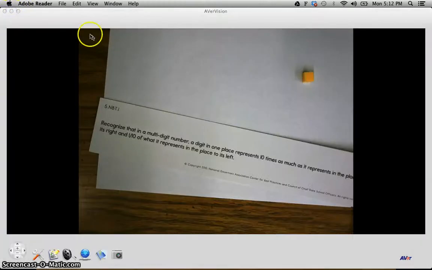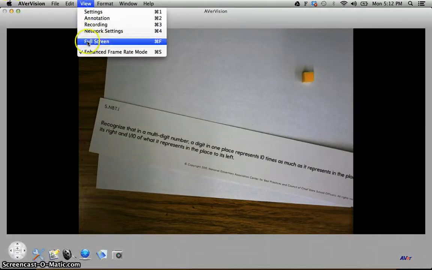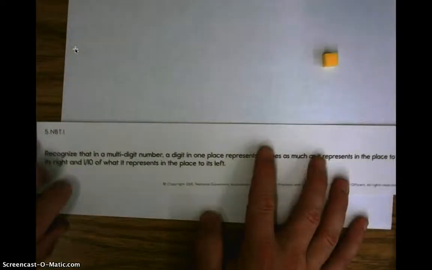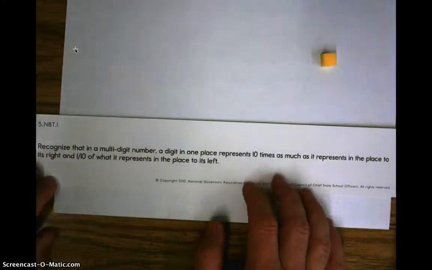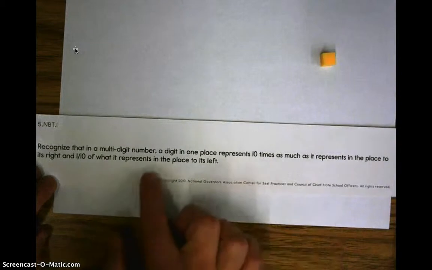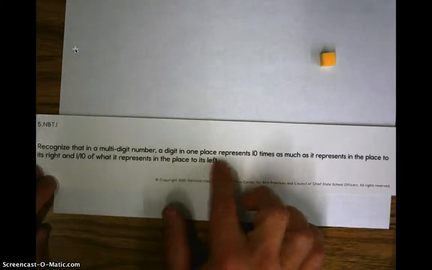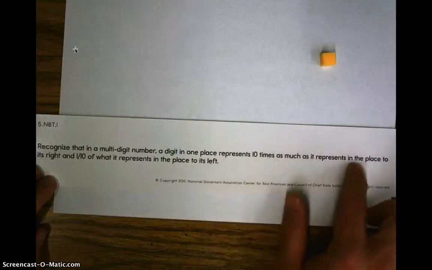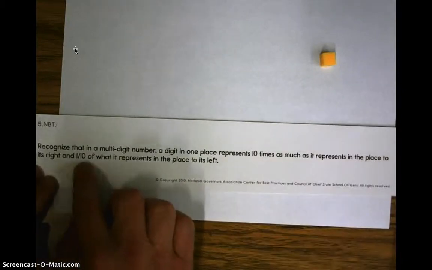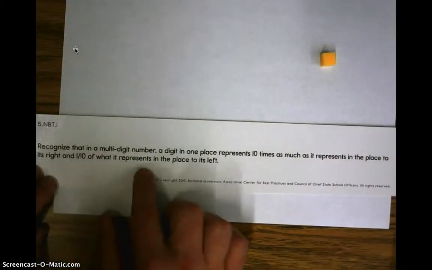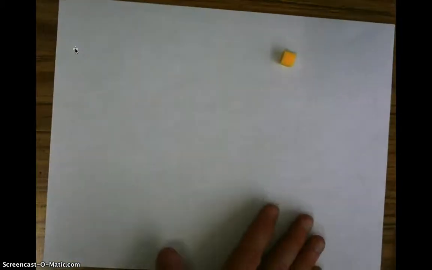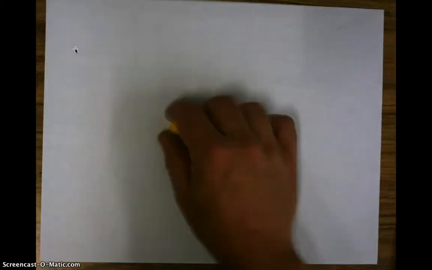Alrighty, so base 10, what do I mean by that? Well, first of all, the standard tells us this. It says recognize that in a multi-digit number, a digit in one place represents 10 times as much as it represents in the place to its right, and 1/10 of what it represents in the place to its left. So what do I mean by that? That's a lot of jargon for a pretty basic concept.